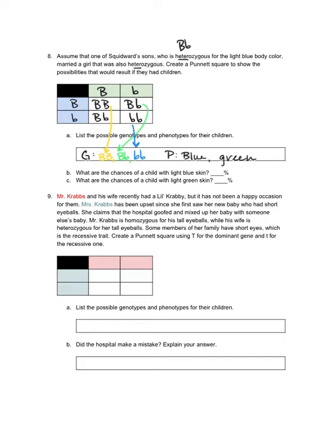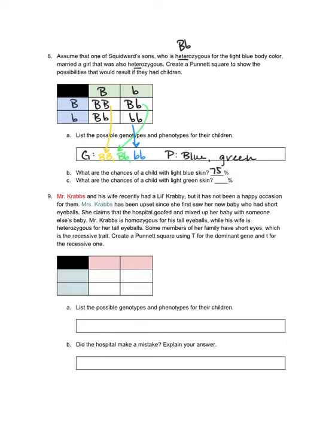Letter B says, what are the chances of a child with light blue skin? And so first, remember we've got 4 boxes to choose from here, and 3 of them are going to have light blue skin. So capital B, capital B and capital B, small b both give you light blue skin, and there's 3 of the 4 who have light blue skin. And so that will be 75%.